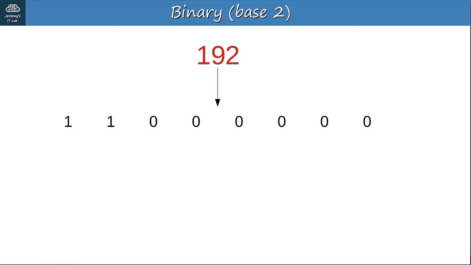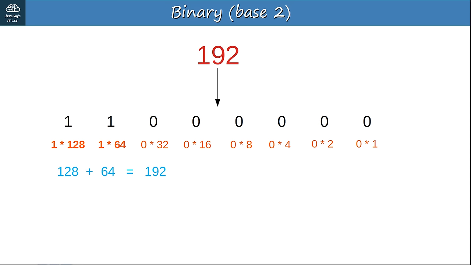So that means that this 11000000 really is 0 ones, then 1 times 2 is 2, so 0 twos, then 2 times 2 is 4, so 0 fours, then 4 times 2 is 8, so 0 eights, then 8 times 2 is 16, so 0 sixteens, 16 times 2 is 32, so 0 32s, 32 times 2 is 64, so 1 64, and 64 times 2 is 128, so 1 128. If you add 128 and 64 together, you get 192.